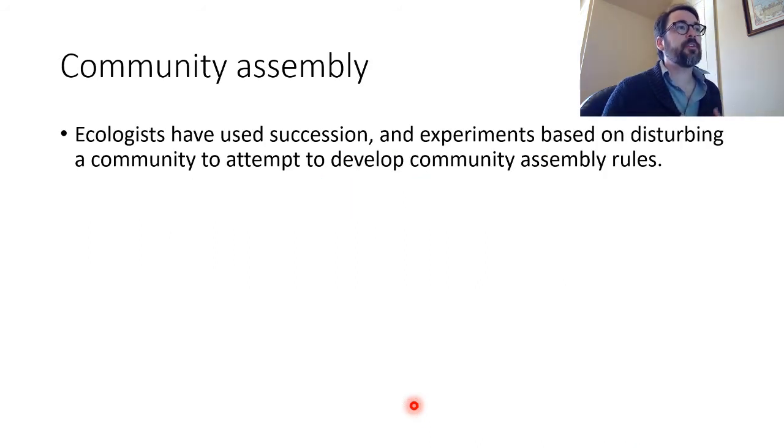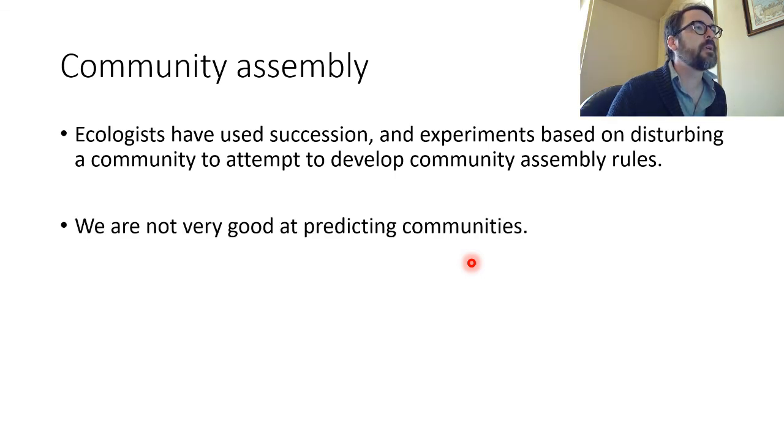So ecologists have used successions and experiments that force secondary succession, where we disturb a community, to attempt to discover the rules that govern how communities assemble. Is there a way to figure out a series of rules that get us from a dune to an oak or a pine-dominated dune? Unfortunately, we're not very good at predicting communities.